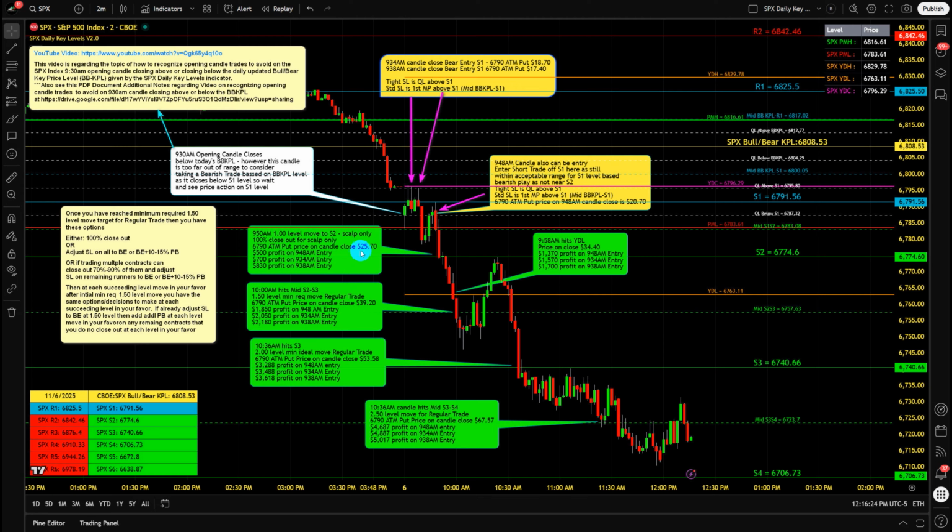Remember, these are per put option. So what we're showing you here is the profit on one. If you were trading more than that, trading multiple contracts, then you would multiply that figure times the number of contracts you're trading. Also, these profits do not include any commissions that you may be paying to your broker.